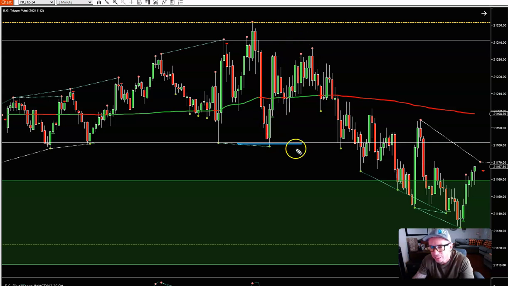At this point, we were sideways here, not doing anything, just bouncing around the VWAP. I usually don't take trades off the VWAP, it's more for reference, to see where the market's at.